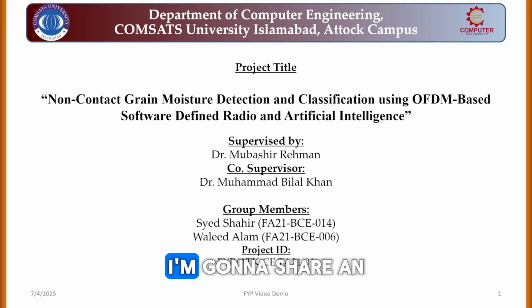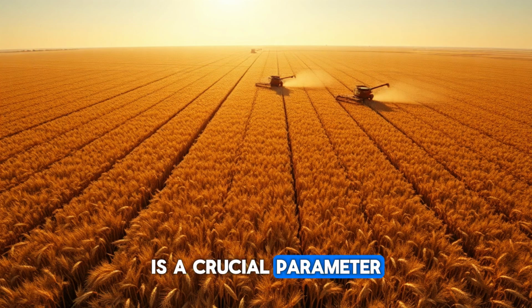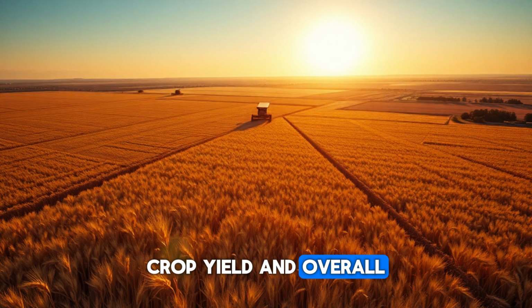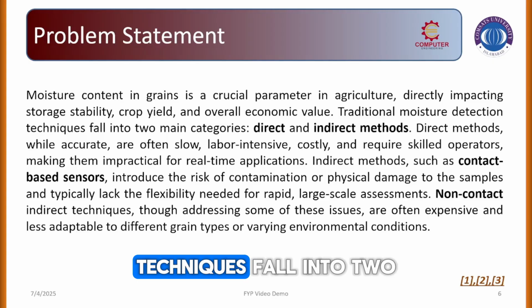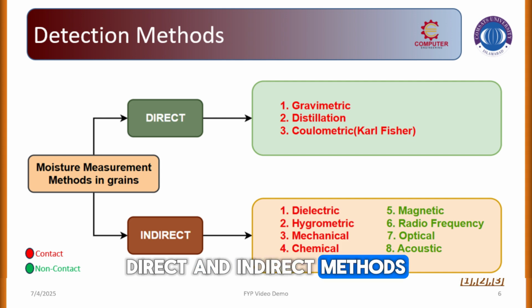In this video, I'm gonna share an overview of our final year project. Moisture content in grains is a crucial parameter in agriculture, directly impacting storage stability, crop yield, and overall economic value. Traditional moisture detection techniques fall into two main categories: direct and indirect methods.